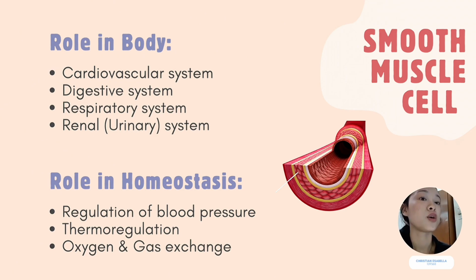The role in the homeostasis, which they help with regulation of blood pressure by adjusting the diameter of blood vessels. Next is thermoregulation by controlling blood flow to the skin, allowing the body to conserve or release heat. And lastly, the cell supports oxygen and gas exchange by regulating airway size and blood flow in the lungs, and ensuring the efficient delivery of oxygen and removal of carbon dioxide.